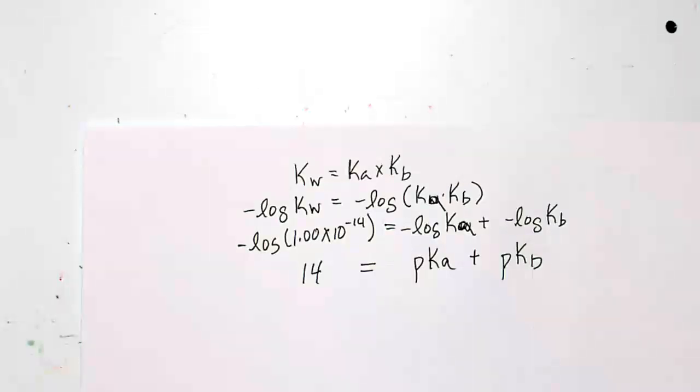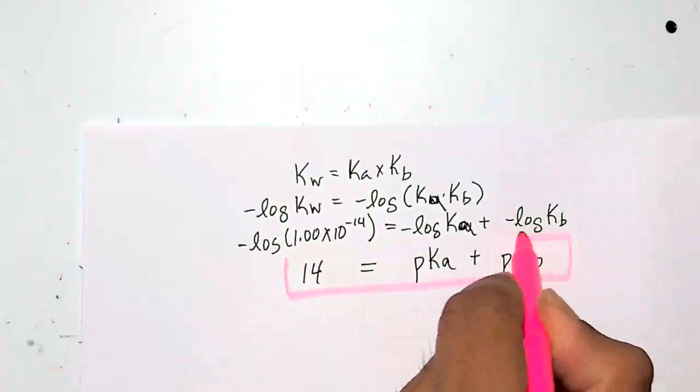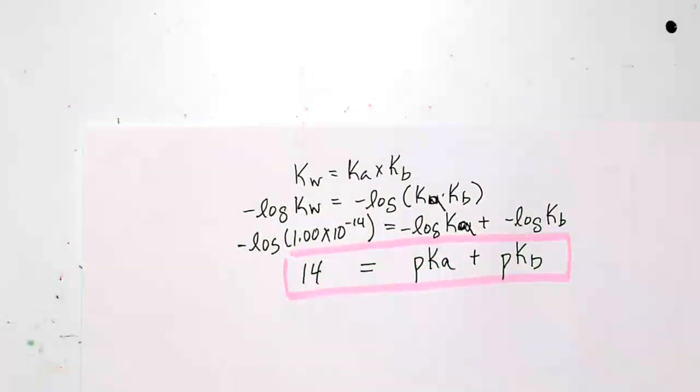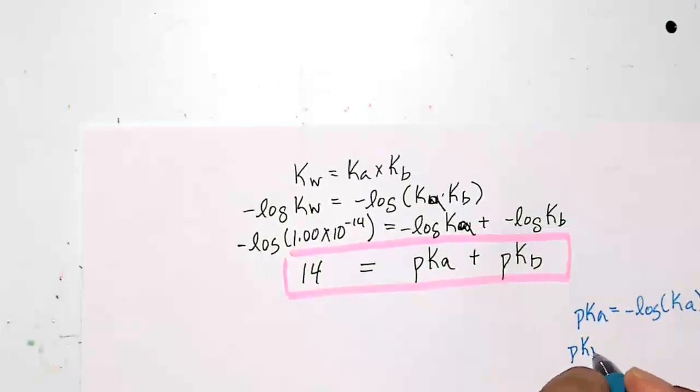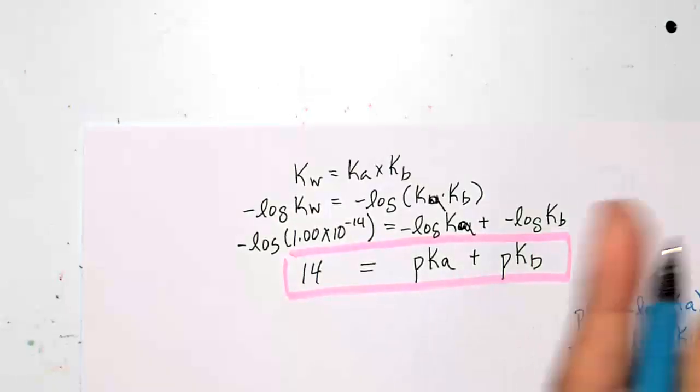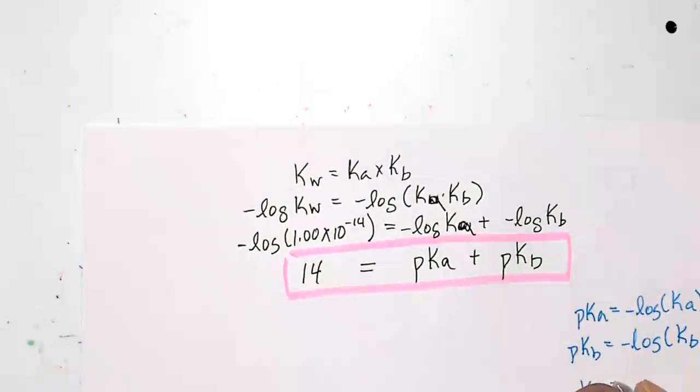This is another thing I'd like for you to know. Just like with pH, pKa is minus the log of your Ka, and your pKb is minus the log of your Kb. We can flip back and forth. Your Ka will be the anti-log, 10 to the power of minus pKa. To get your Kb, you'll do the anti-log, which is 10 to the power of minus pKb.